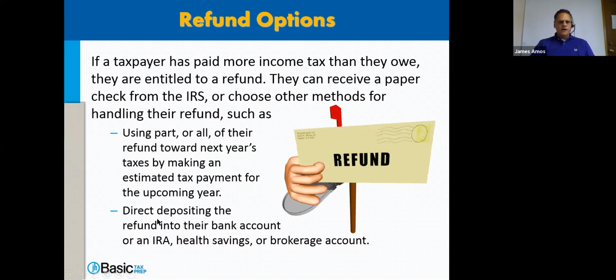Or they can directly deposit that refund into their bank account. So rather than having the IRS send a check to them, they can have the IRS directly deposit that money into a bank account or into an IRA. Have we talked about IRAs yet? No. But just to let you know, it's called an individual retirement arrangement. In other words, it's a retirement account. So you could have your refund put directly into a retirement account, or into a health savings account, or a brokerage account. You can pretty much have that refund put into anything as long as you've got the deposit information.